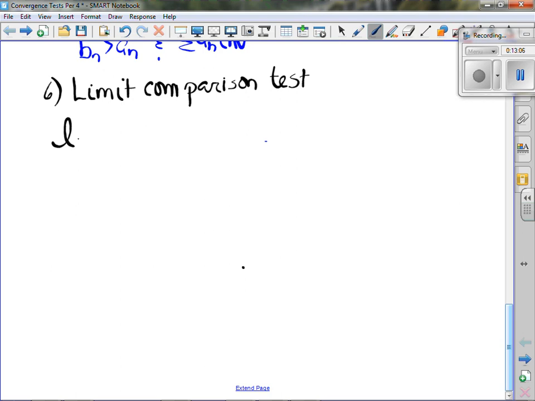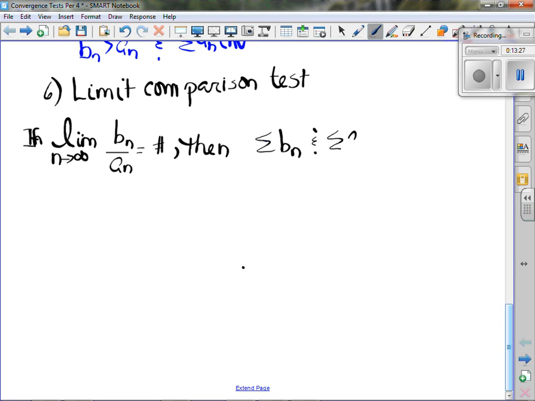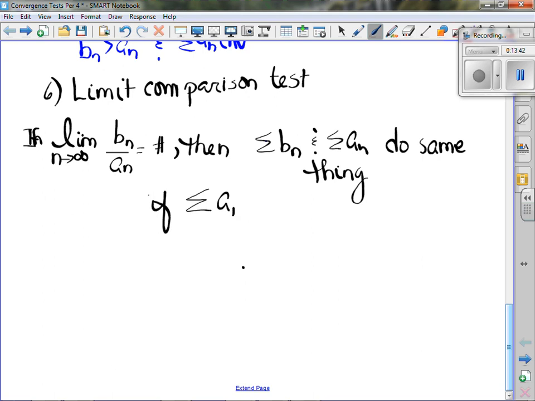Okay, so it's the limit. If the limit of B sub n over A sub n is equal to a number as n goes to infinity, then the summation of B sub n and the summation of A sub n do the same thing. So you have to compare it to something you know. So if A sub n converges, then B sub n converges.